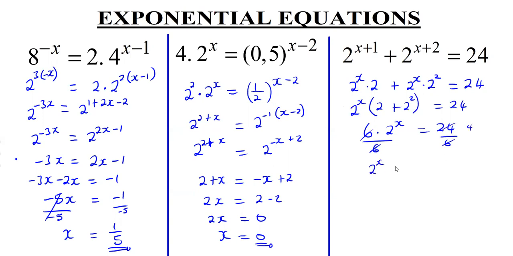So 2 to the power of x is equal to 4. And what is 4? 2 to the power of x is equal to 2 to the power of 2. Same bases, x is equal to 2. Like that, guys.